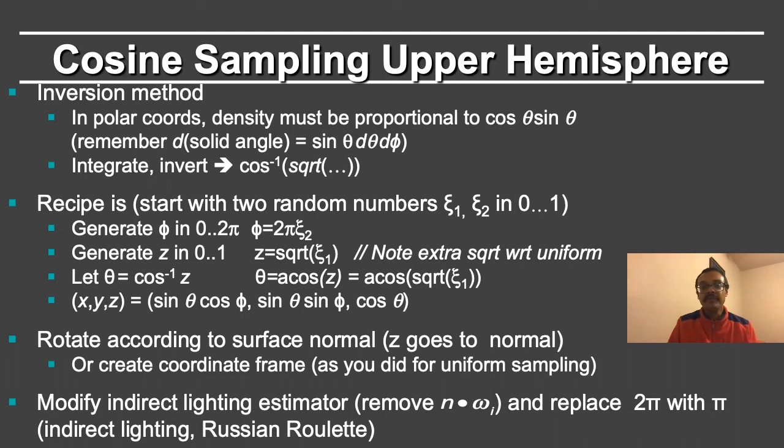You will now modify the indirect lighting estimator, whereupon you will remove the cosine term there, since you're already importance sampling according to the cosine, and instead of using 2 pi, you will use pi. Those are the only changes you need to make. This will apply to indirect lighting and the weight of the term for Russian roulette.